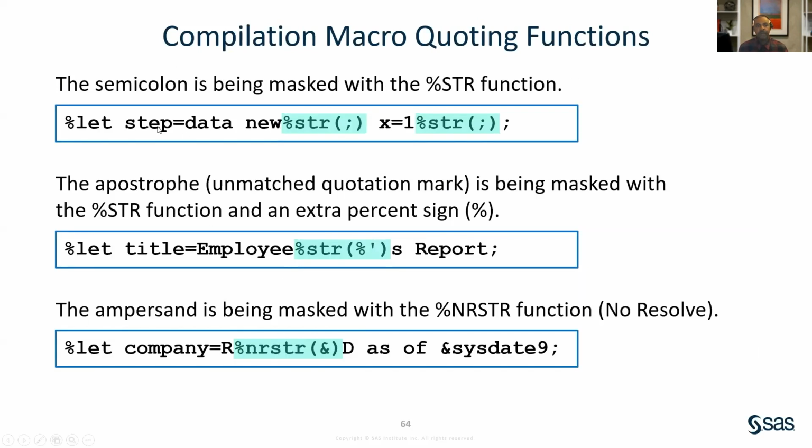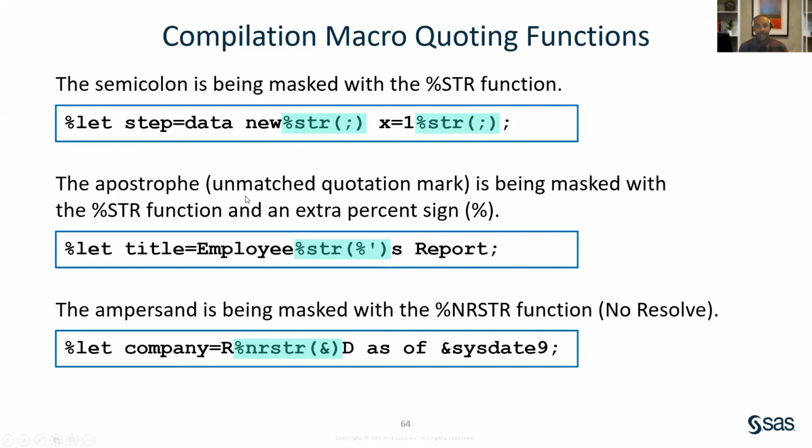In this example, I want the macro variable step to be assigned a full data step. So I've used %STR to quote or mask, cover up the meaning of the semicolon here and here. So what does that do? It treats the semicolons, these first two, like text, like you typed the letter T or B, just plain old text. So they don't have their normal meaning. The last semicolon does. The last semicolon is the conclusion of the %LET, but the other two are just plain text.